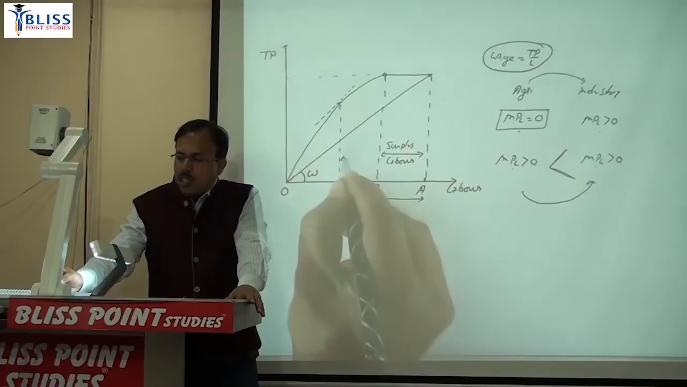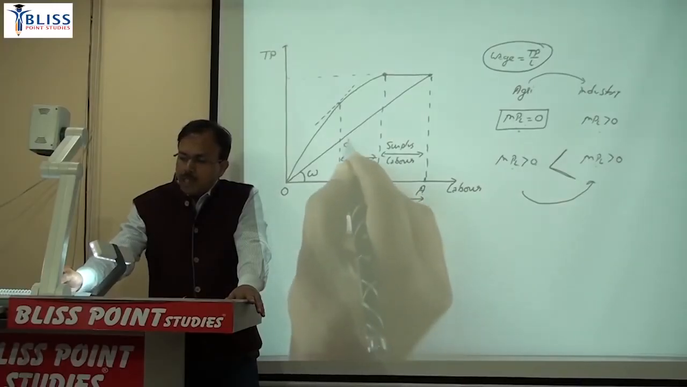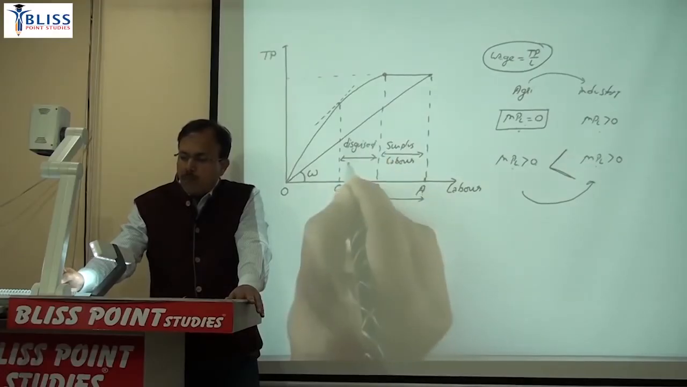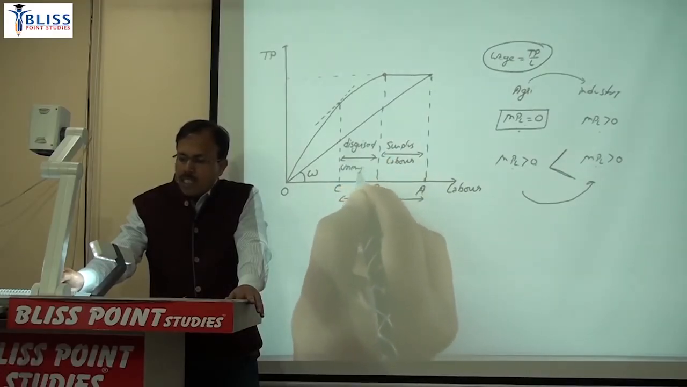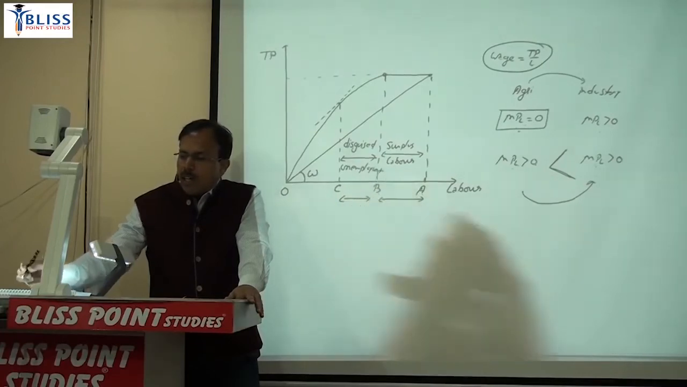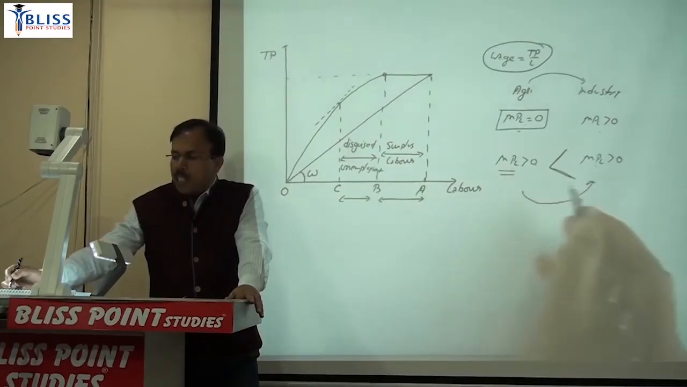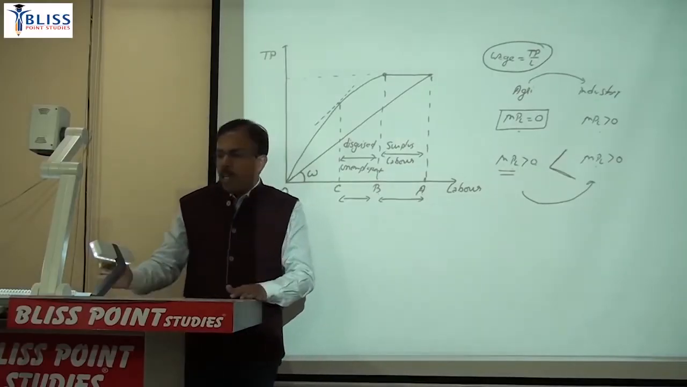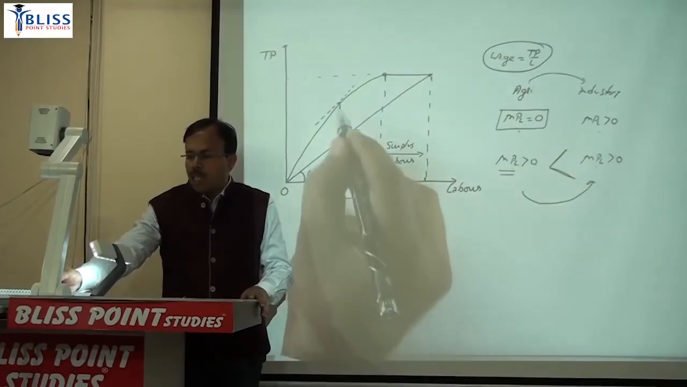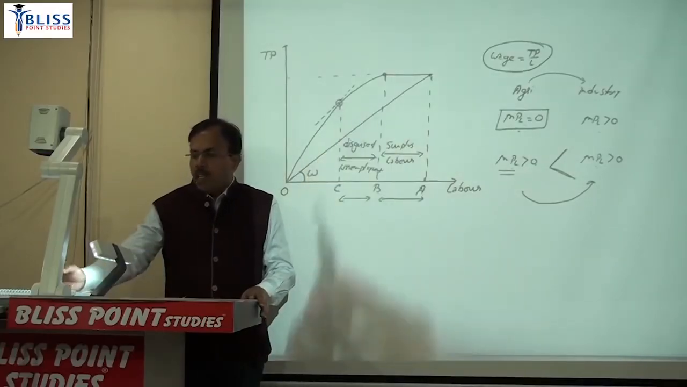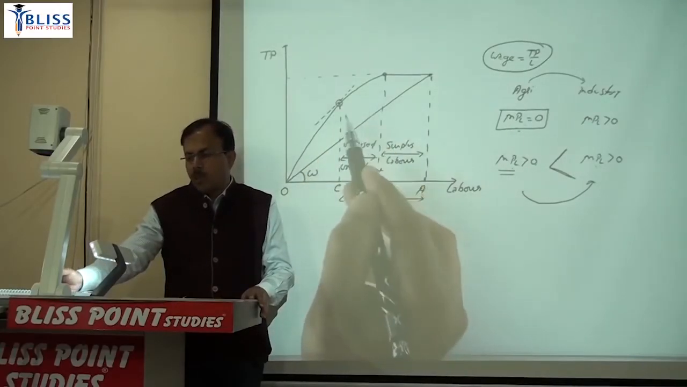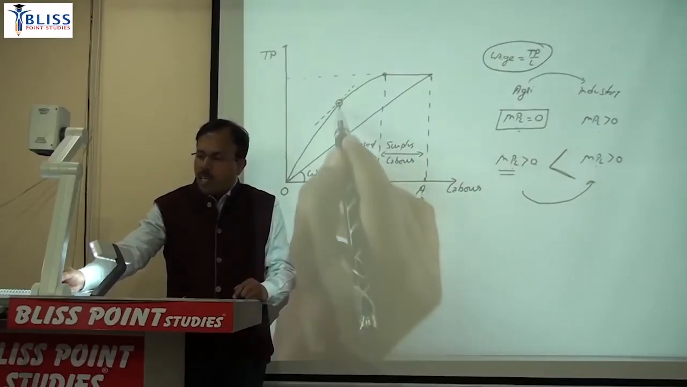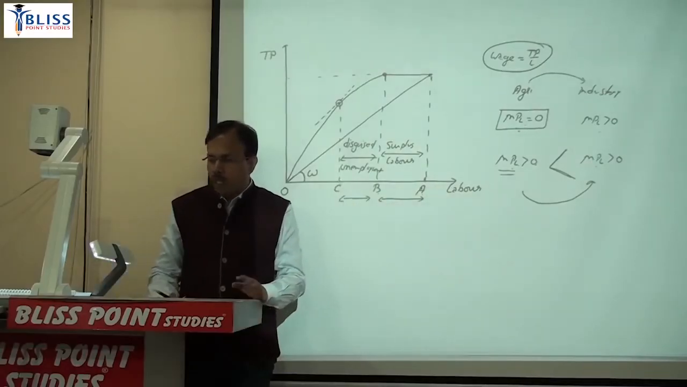Now Lewis called this disguised unemployment, in the sense that its marginal productivity is less as compared to wage. Remember, at this point wage is equal to marginal product. If you go to the right side of it, marginal product will keep decreasing, so in this range the marginal productivity is less than the wage. Only at that point is marginal productivity equal to wage.